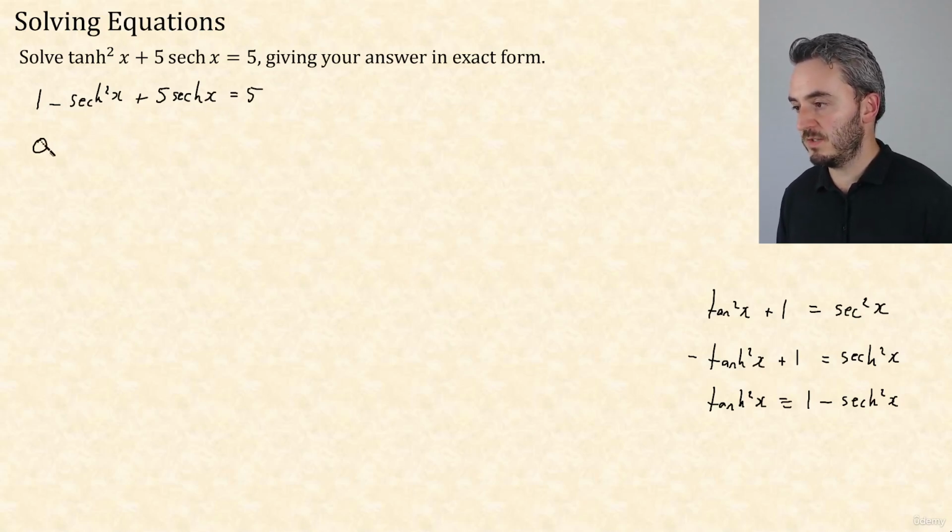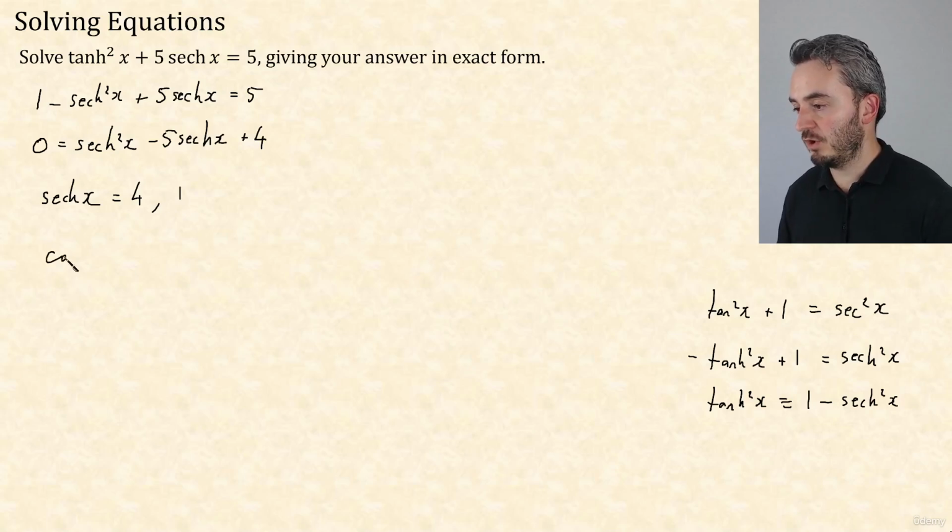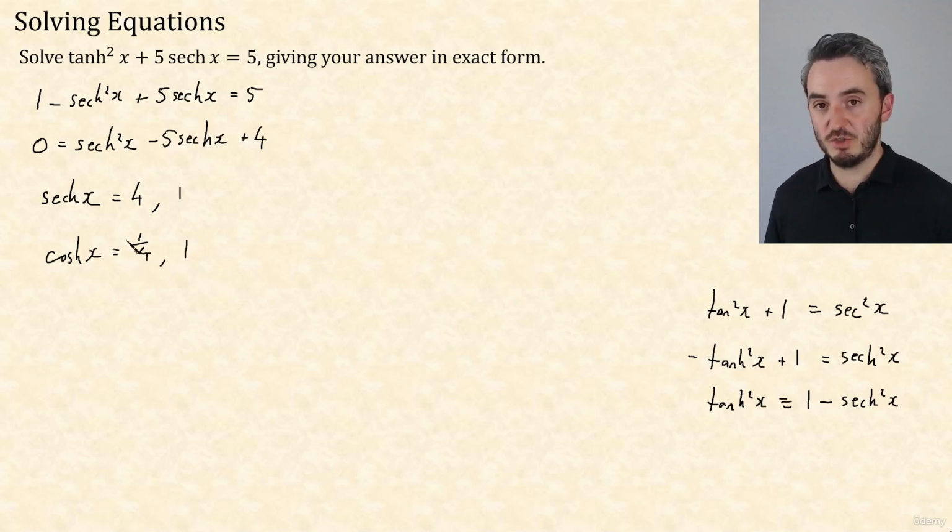Getting everything over onto the right hand side, we get sech squared x minus 5 sech x plus 4. So that means that sech x is equal to, well, solving this one and being very lazy with my calculator, 1 minus 5, 4. We get sech x is equal to 4 or 1. Now that implies that cosh x is equal to a quarter or 1, but cosh x can't equal a quarter because cosh x is always at least 1.